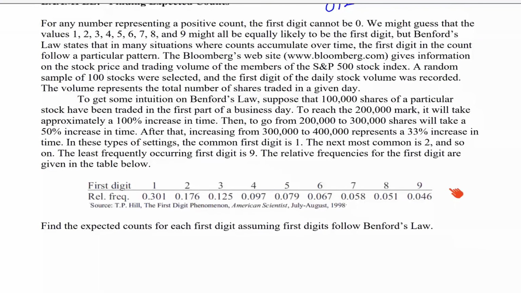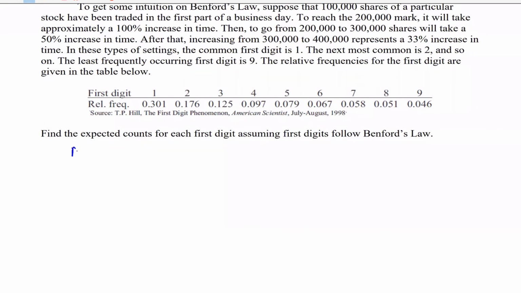And so first and foremost, what you want to do here is recognize that our sample size is 100. So n is 100. So if we want to know the expected count of the first digit being 1, that would be n times the relative frequency of observing a first digit of 1 according to Benford's law. So this is going to be 100 times 0.301, which is 30.1.